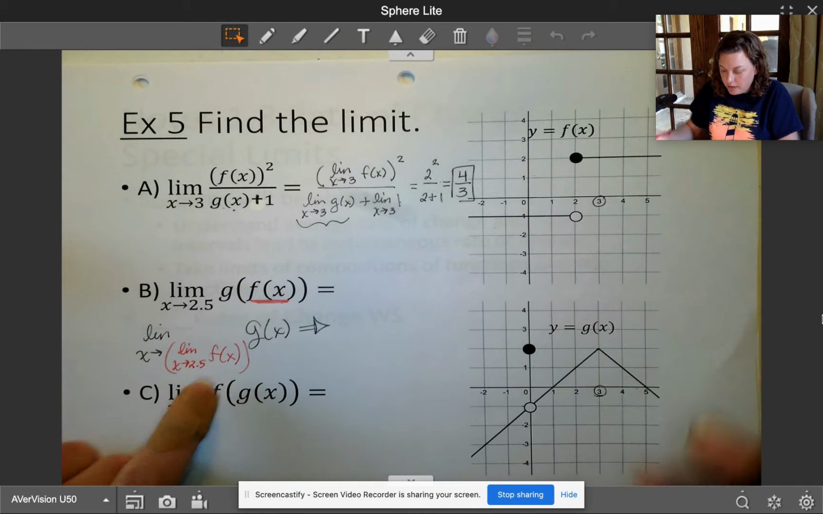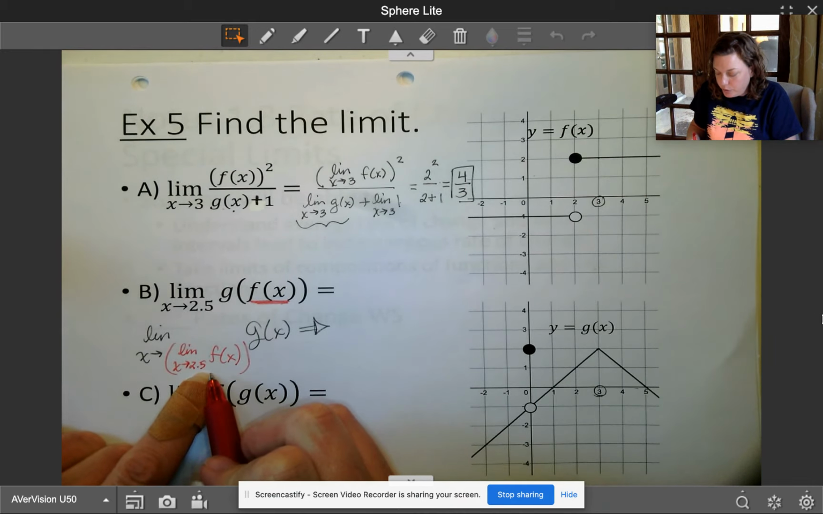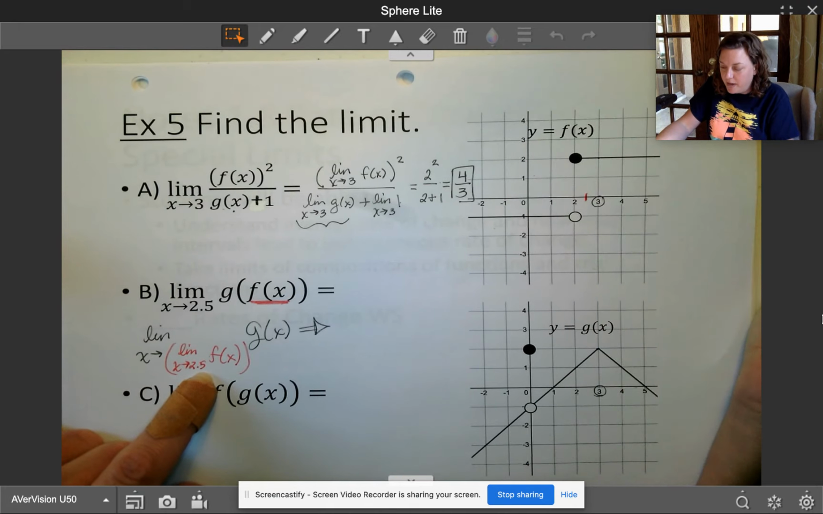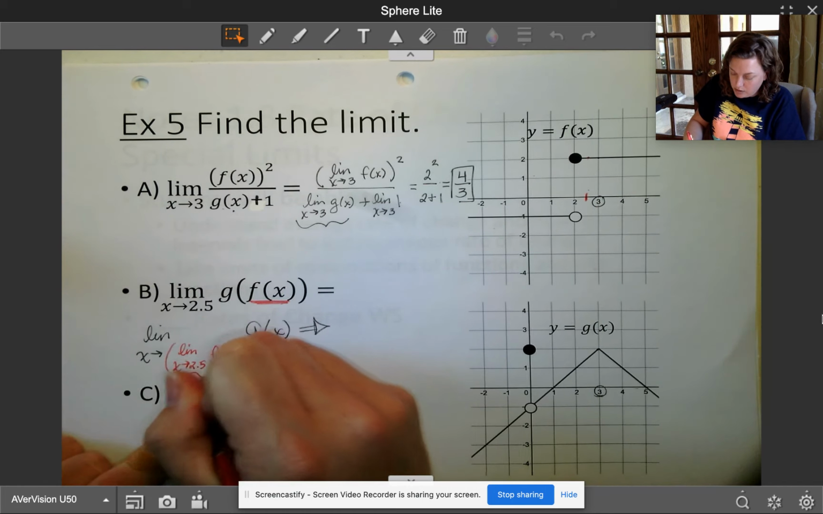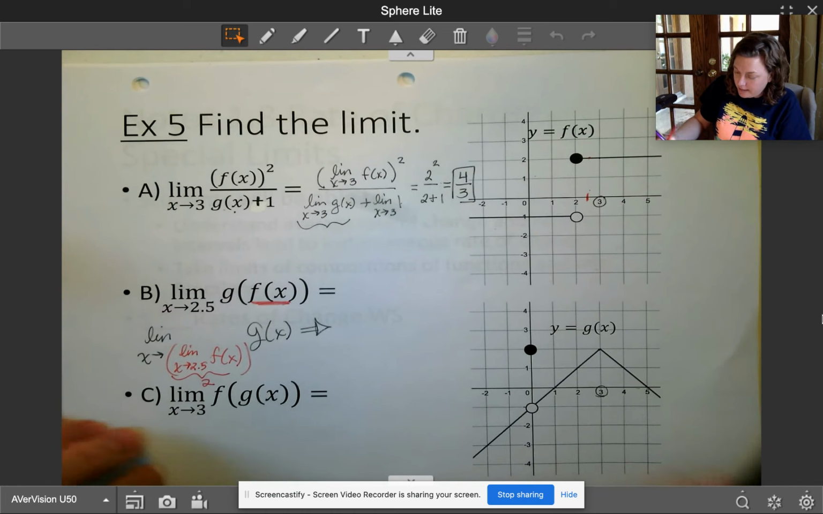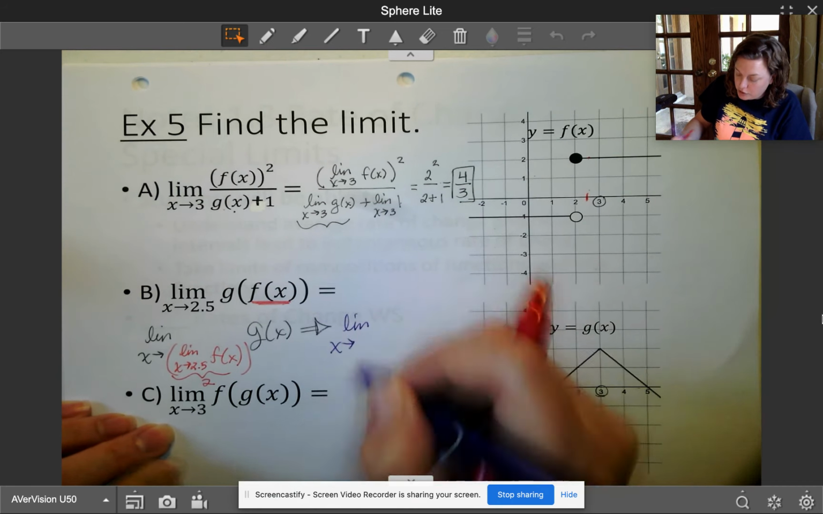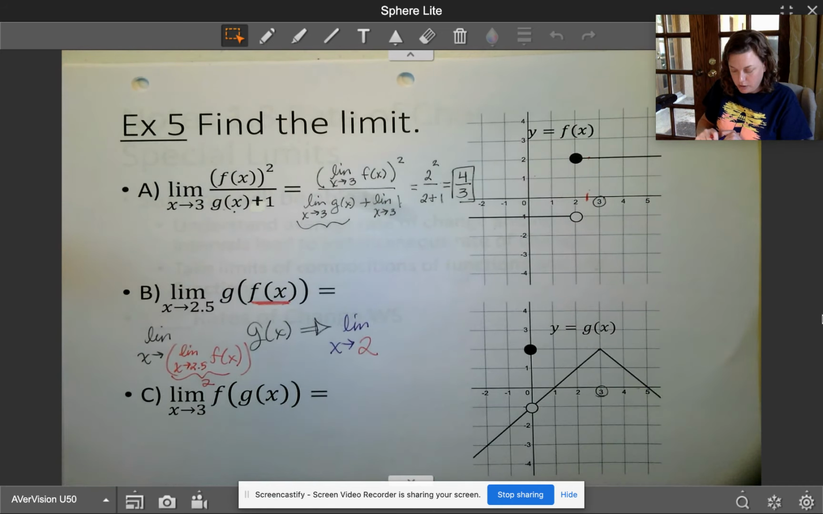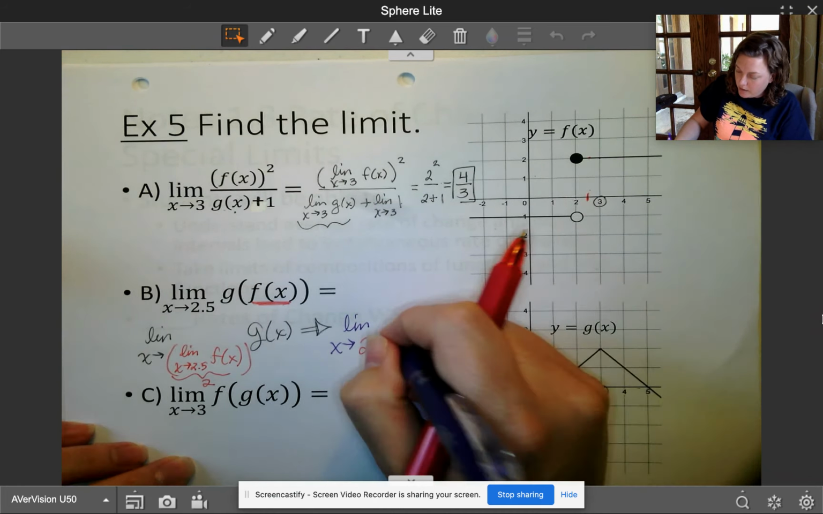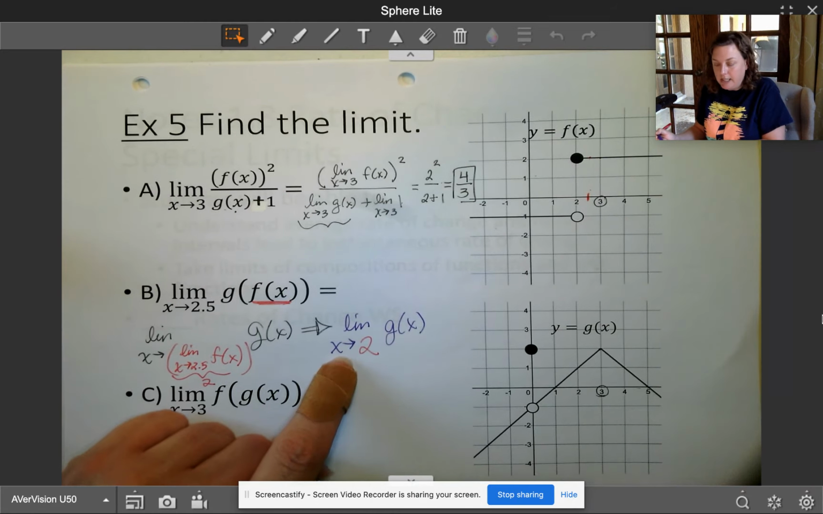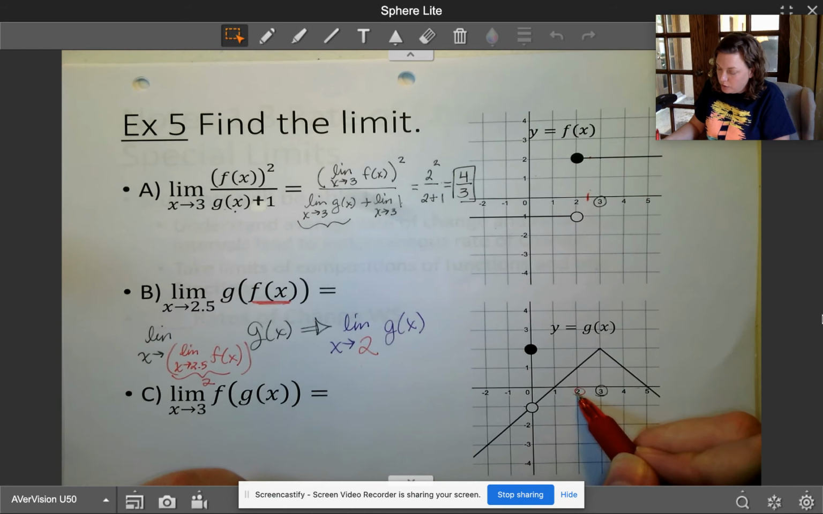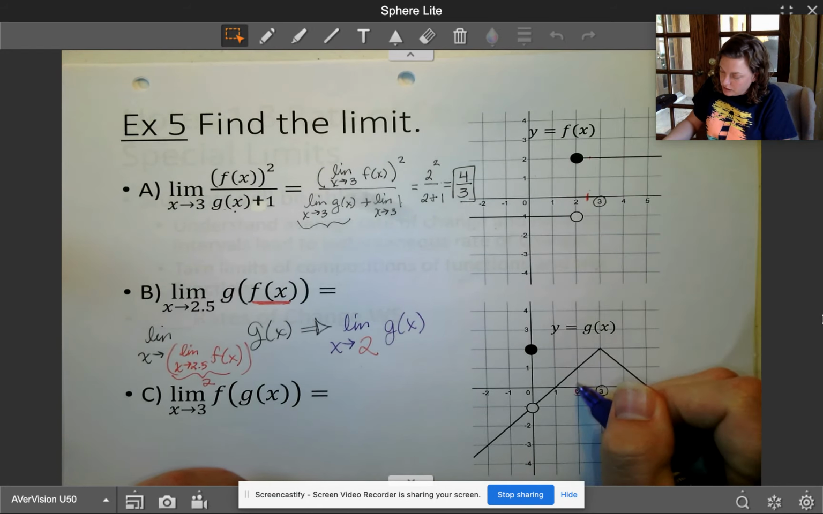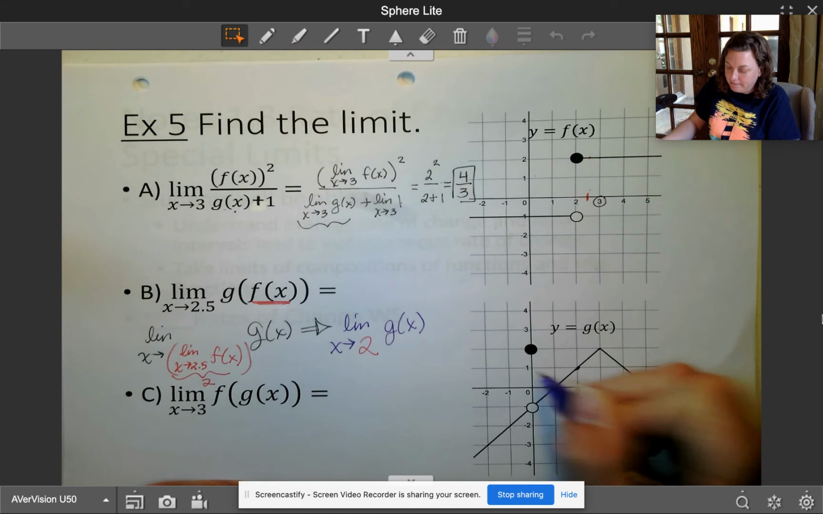So first, I'm going to start here in red. I want to find the limit as x approaches 2.5. So here's about 2.5. And again, we can see that our function is approaching 2. So this whole thing is 2. So I'm going to go ahead and rewrite that. Limit as x approaches 2 was what we found first. So that was the limit of the inside function. And now I want to find the limit as x approaches 2 of our g of x function. So now here's our 2, and the limit as we approach this function looks to be about 1.